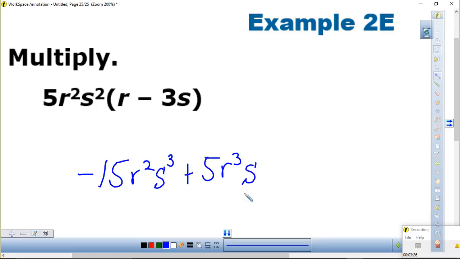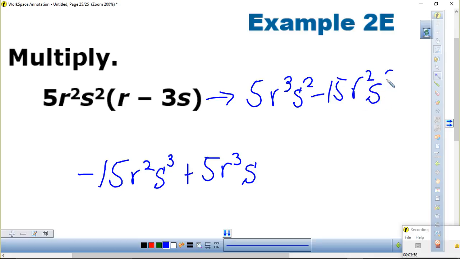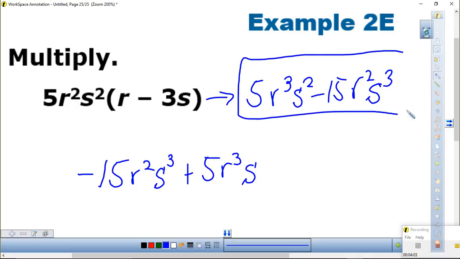Hands up if you got that. Close. Ryan? Oh, I got that. Oh, okay. We got something different? Go ahead, Sky. 5r cubed s squared minus 15. Hands up if you got that. That is correct. Way better either way. Negative 15.